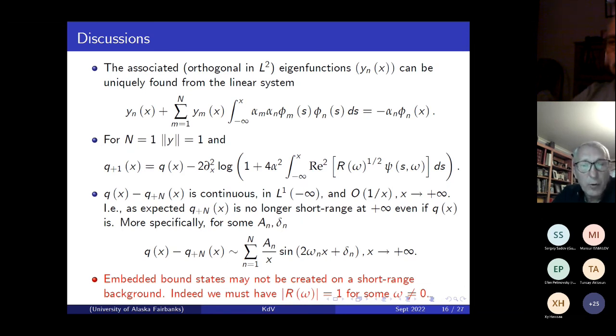What the theorem also says is that embedded bound states cannot be created on short range background, because in order to be able to create an embedded bound state, we have to have a resonance. And at the point of resonance, the reflection coefficient has modulus 1. And as we know, a reflection coefficient has modulus 1 only at 0 in the short range case. So in other words, embedded bound states cannot be created on short range background.